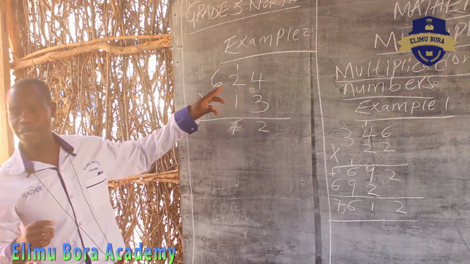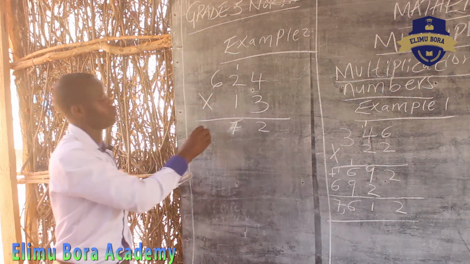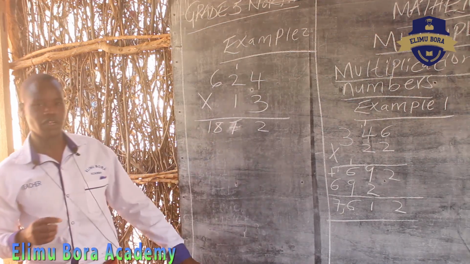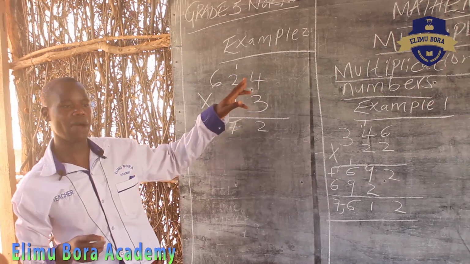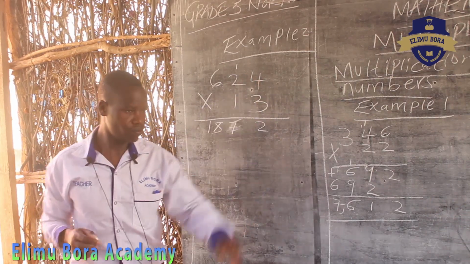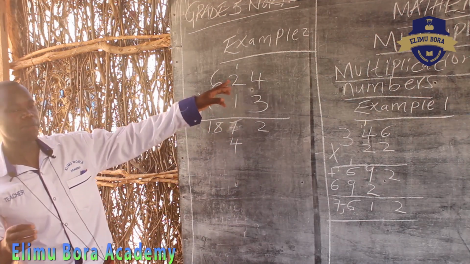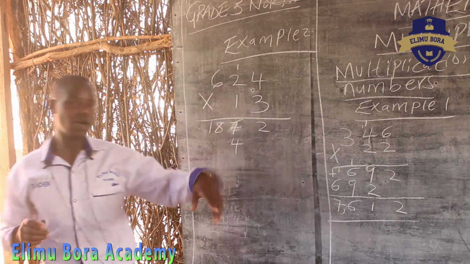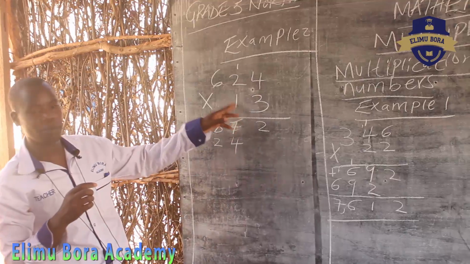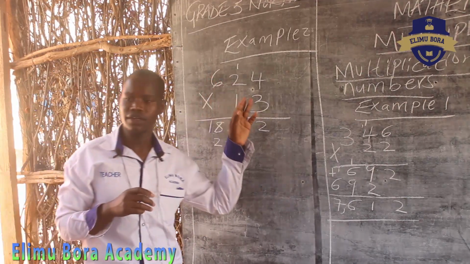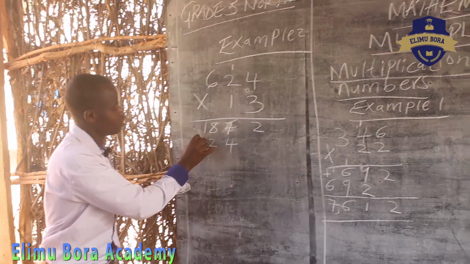And then 3 multiplied by 6? 18. So you write here 18. And then 1 multiplied by 4. 1 multiplied by 4, yes? 4. So you write 4 on the second line here. And then 1 multiplied by 2. 1 multiplied by 2, yes? 2. So you write 2 here. And then 1 multiplied by 6. 1 multiplied by 6, yes? 6. So you write 6 here.